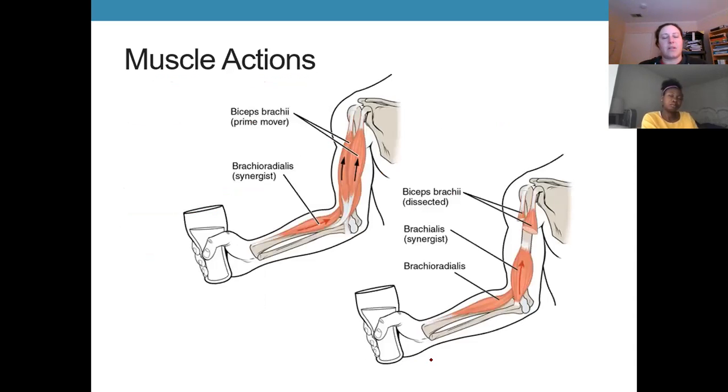So here's our diagram with that. And it doesn't show you the triceps antagonist, but it's back here, and it's doing its job.